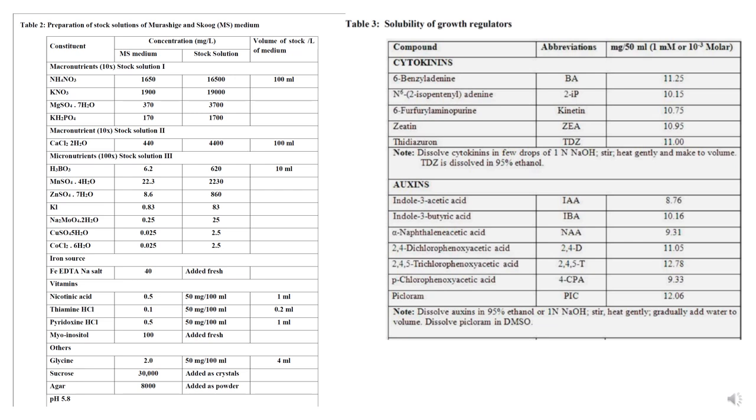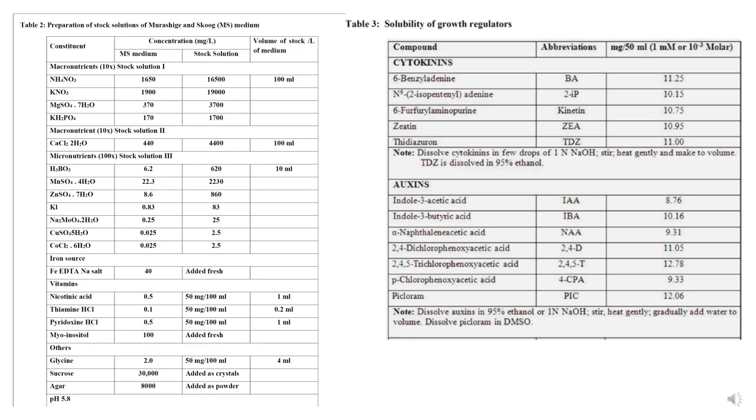Then vitamins, so we can just take the stock solution of vitamins and add it directly to the medium. And then we have discussed that sucrose we require at 3% concentration. So suppose we are making 1 liter of MS solution, we require 30 grams of sucrose, and agar is used in the concentration of 0.8%. So if we are making 1 liter of MS solution, we will take 8 grams of agar.